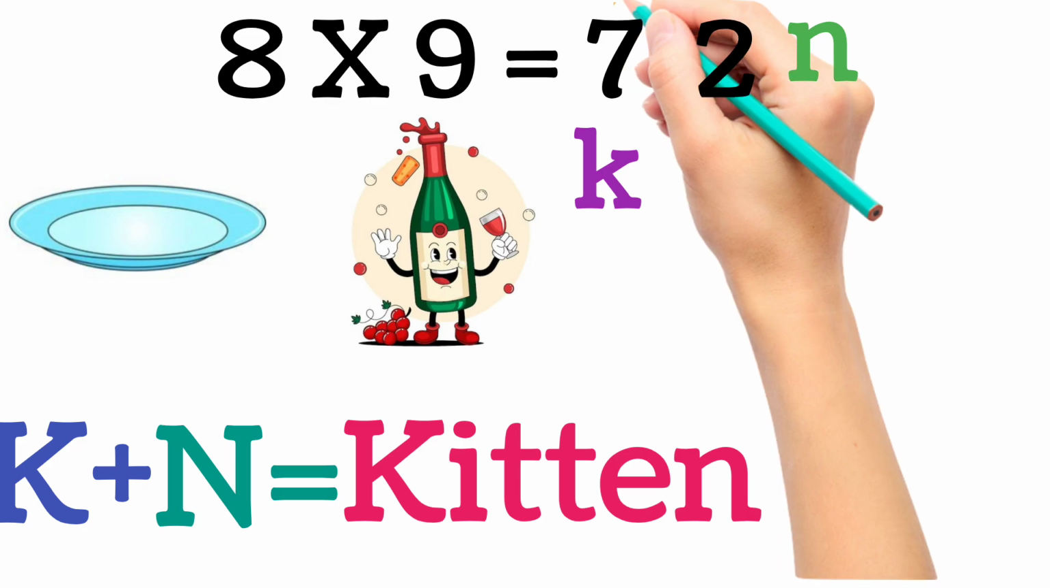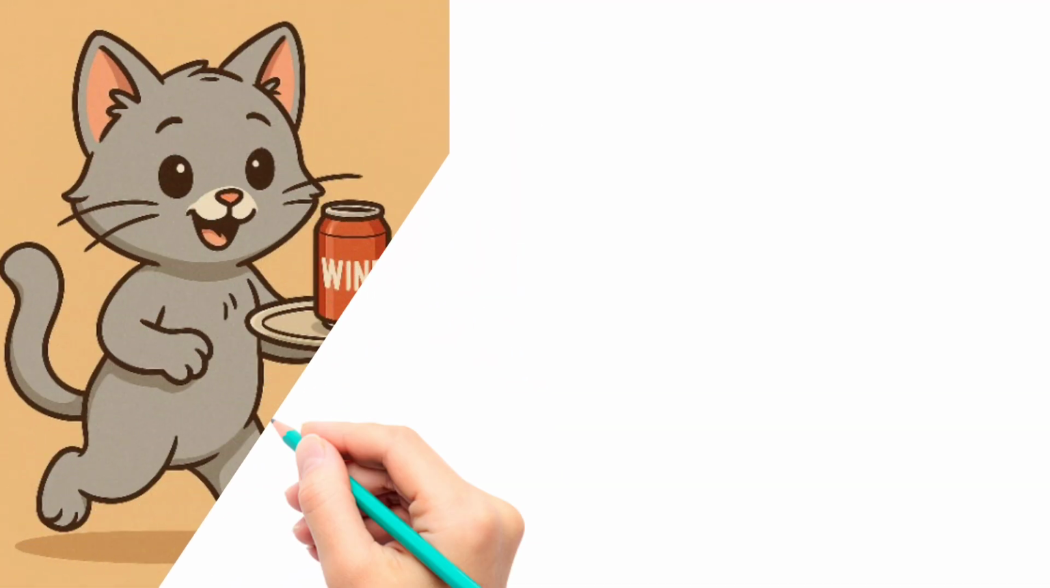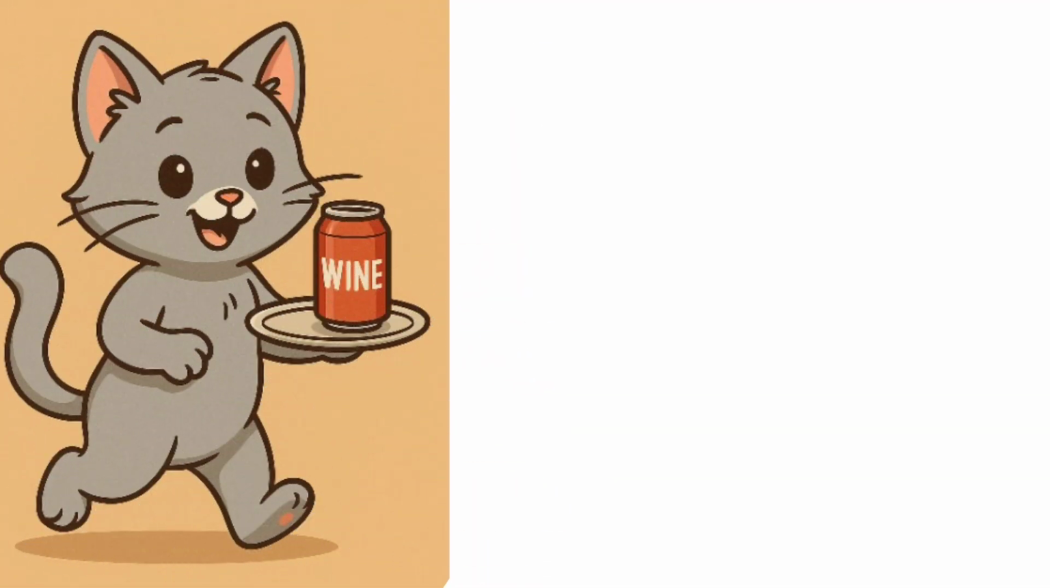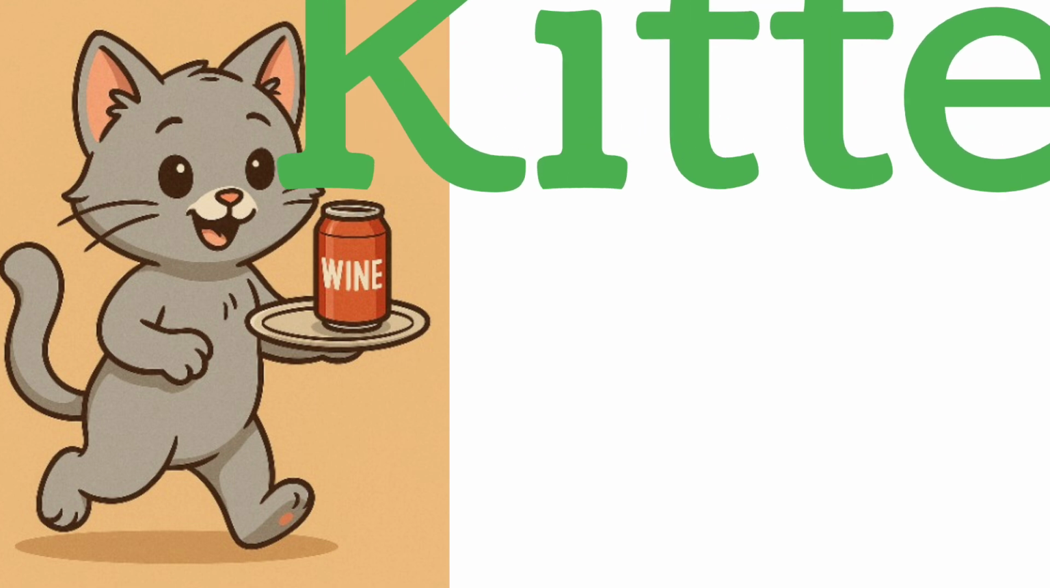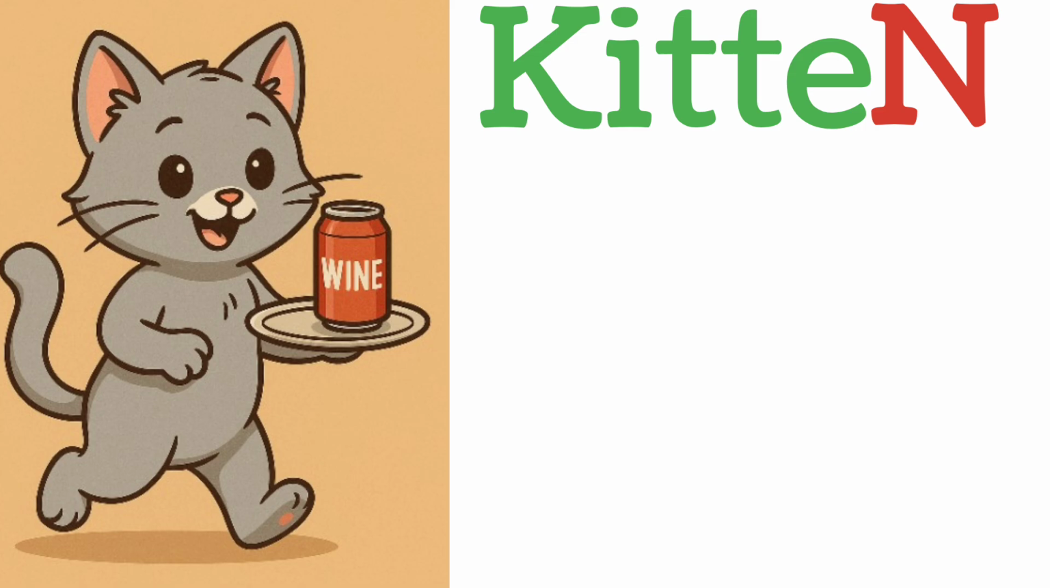Now imagine, children, there's a cute little kitten in a restaurant. She's holding a can of wine and walking proudly on top of a big plate. Everyone is laughing and clapping. Oh, look, the kitten is serving wine. So whenever you forget 8 nines are what, just remember the rhyme. 8 is plate, 9 is wine, and the naughty kitten was carrying wine on the plate.